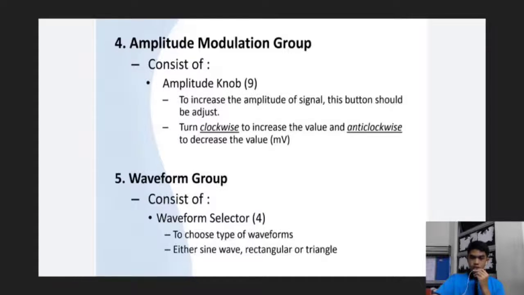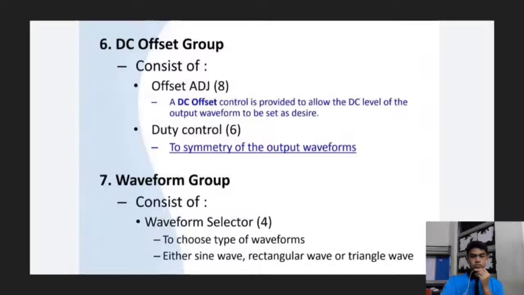That is to choose the type of waveform, either sine wave, rectangular wave, or triangle. The sixth one, the DC offset group, consists of the offset adjustment. An offset control allows the DC level of the output waveform to be set as desired. Duty control is to make the output waveform symmetrical.